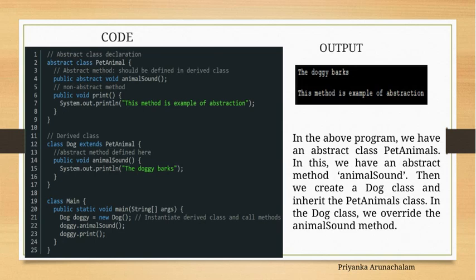Let's take a closer look at the code and its output. In this program, we have an abstract class called PetAnimals. This class contains an abstract method named AnimalSound, which means that any subclass must provide its own implementation of this method. Next, we create a dog class that inherits from PetAnimals. In the dog class, we override the AnimalSound method to specify what sound a dog makes.